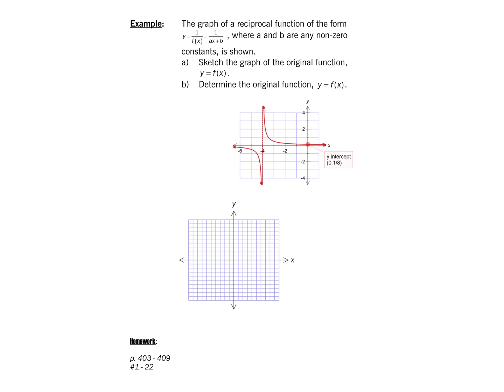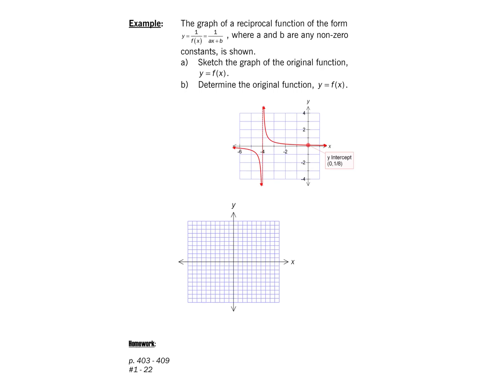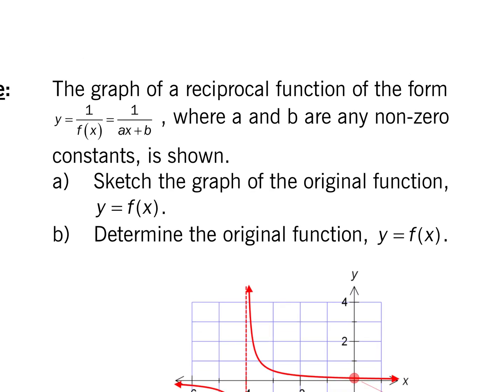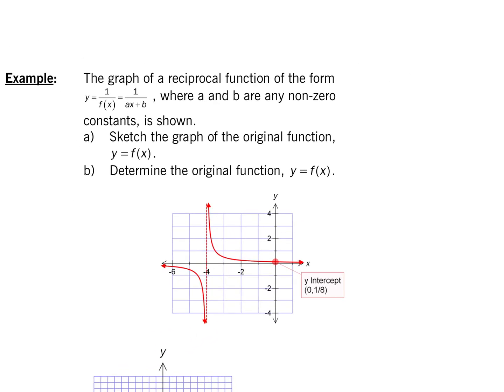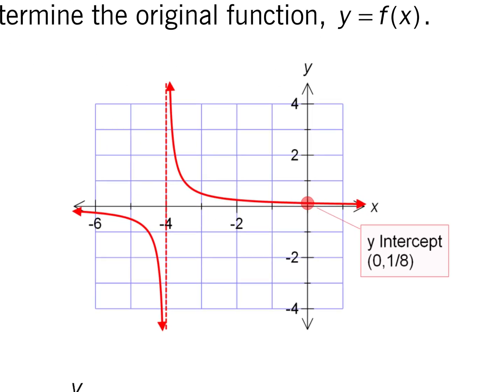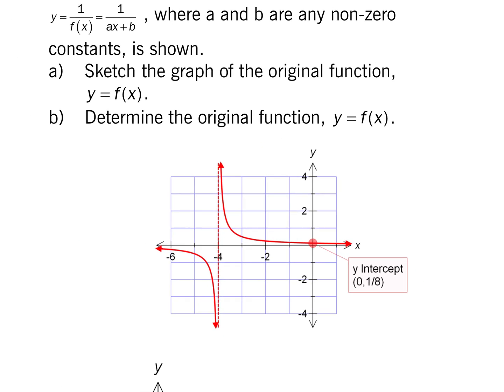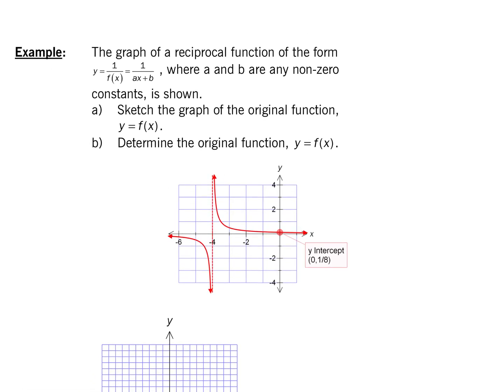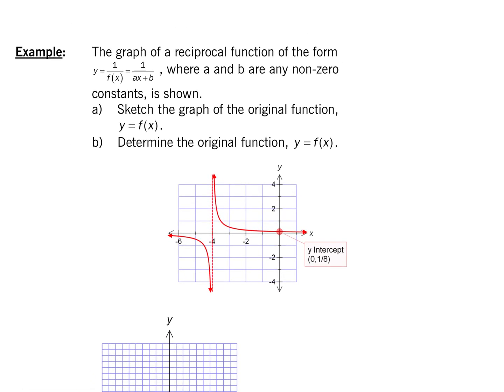One final example. One final example. Here we go. The graph of a reciprocal function in the form 1 over f of x equals 1 over ax plus b is shown. So it's right here. It asks you to find the graph of the original function and determine the original function. So let me ask you this. It's going to be a line. Where is the x-intercept on the line?